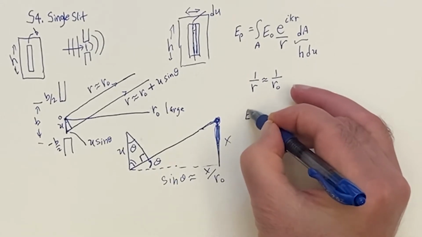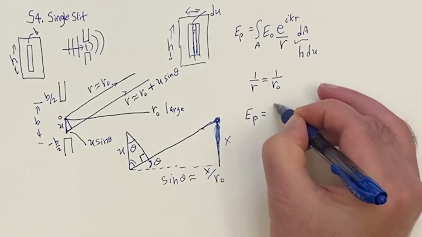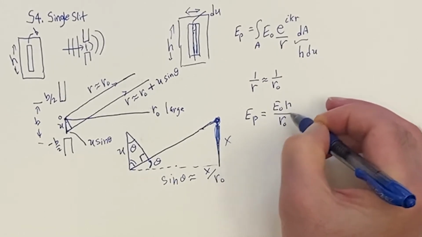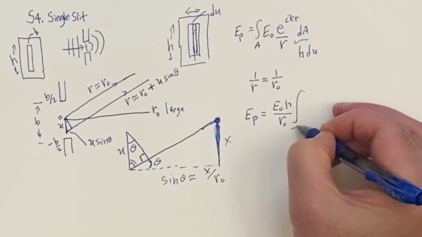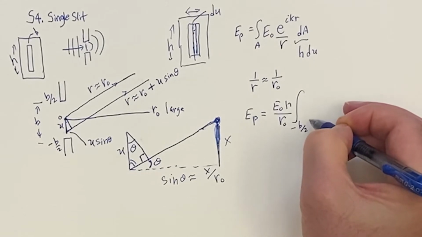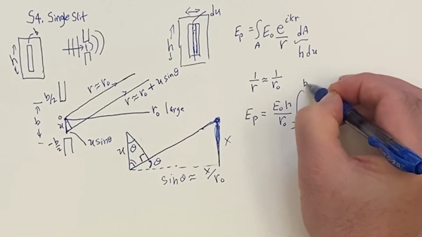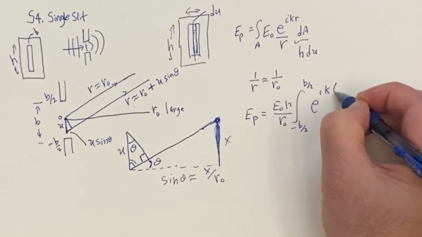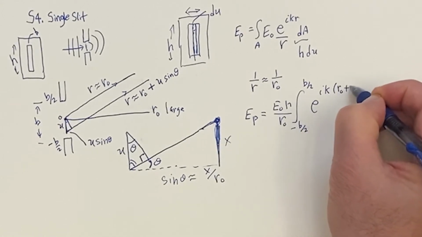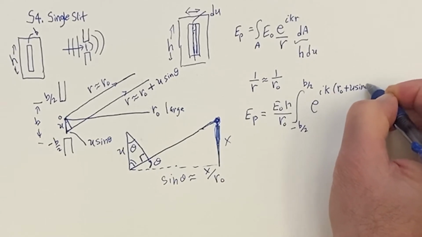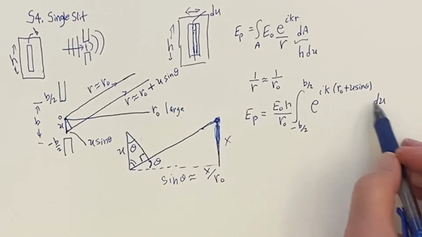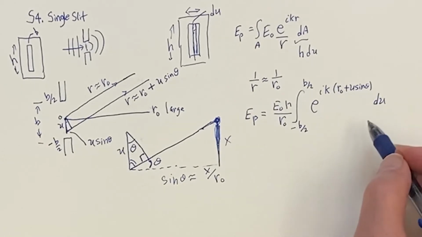So now we have EP is E naught H over R naught. I integrate from minus B over 2 to plus B over 2, E to the I K, and now I put in here the R naught plus the U sine theta. And now you can see that the integral has a u function in there.